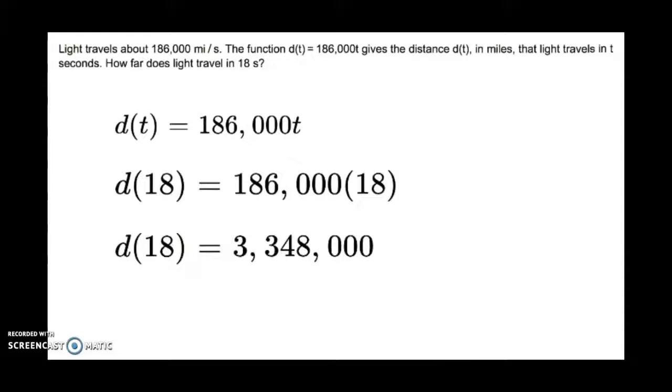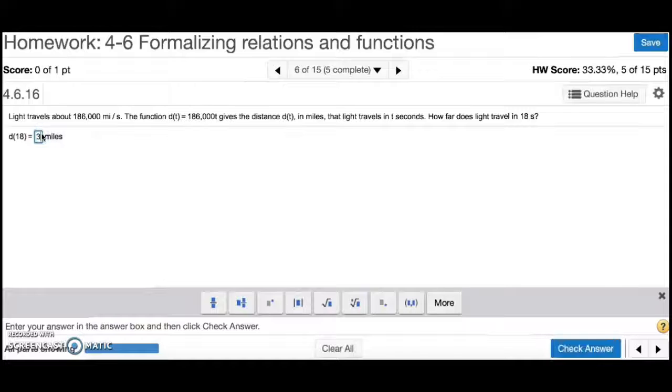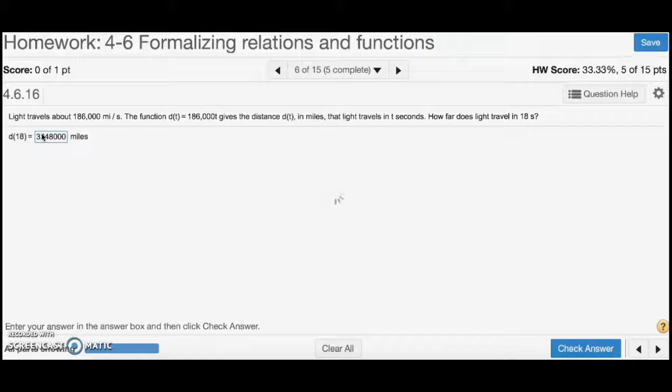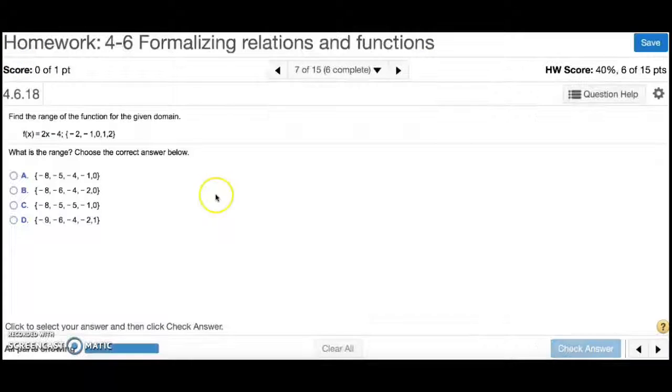3,348,000. So let's type that in. Bring in 3,348,000. And that's number 6.